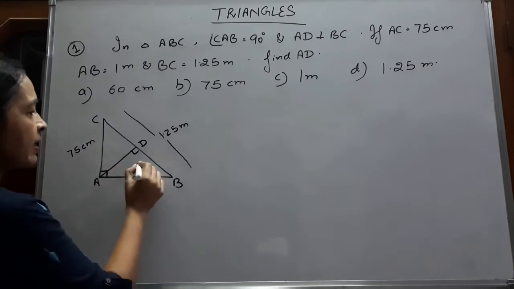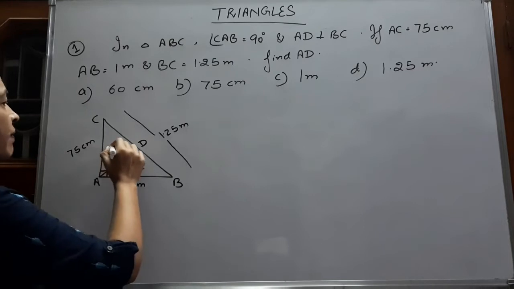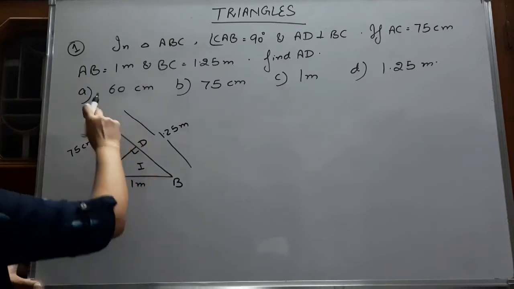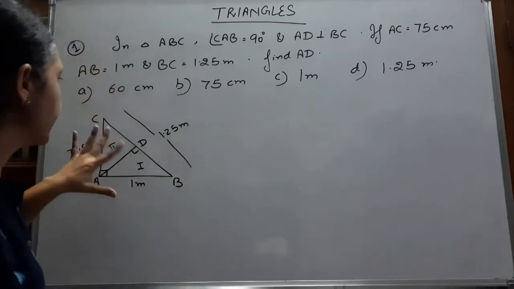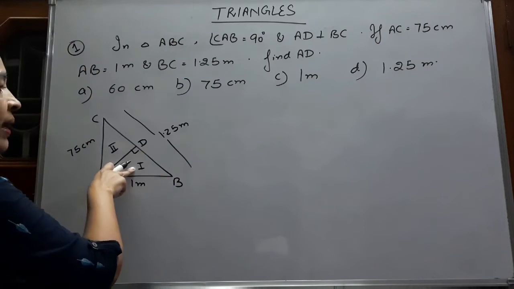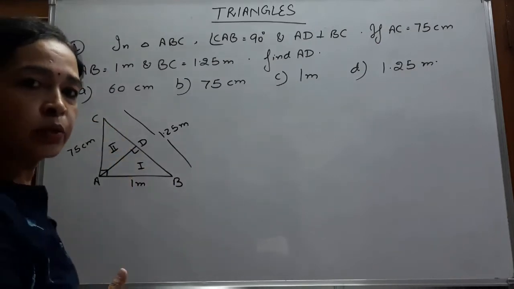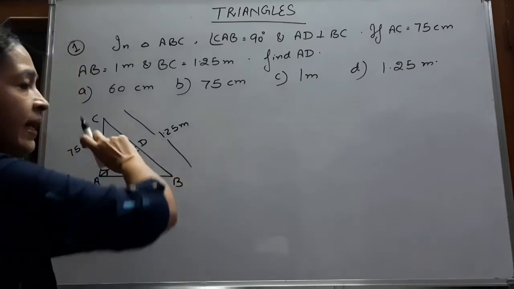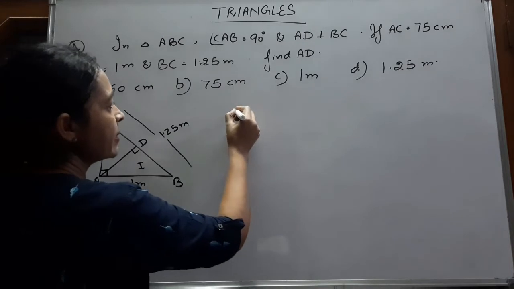Now we have three triangles. This is triangle 1, ABD. We have another triangle ADC and the whole triangle ABC. These three triangles are similar to each other. Triangle 1 is similar to triangle ABC. Triangle 2 is also similar to triangle ABC. And 1 and 2 are also similar to each other. Now, how can we write it?